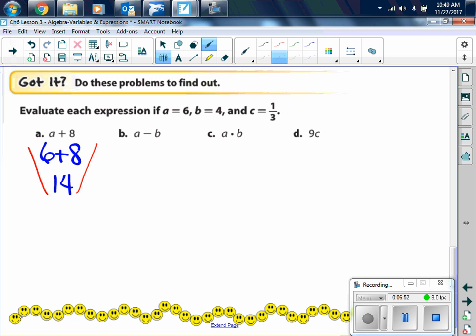So what am I going to put in for A minus B? 6 minus 4. Very good. So here we've got 6 minus 4, and of course 6 minus 4 is 2. And again, there is your inverted triangle. You don't have to draw the triangle, okay? That is just there so that you know that you're showing your work correctly. What am I going to put in for C?